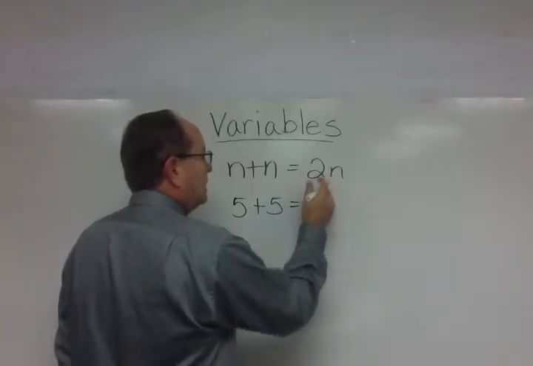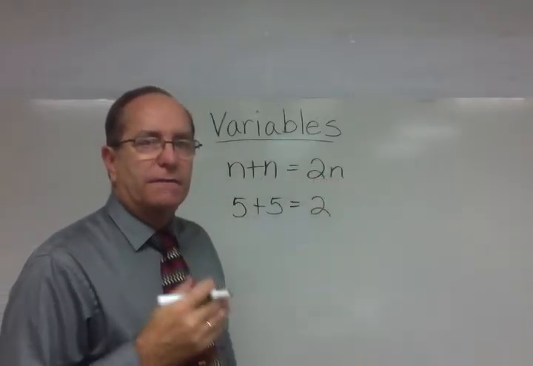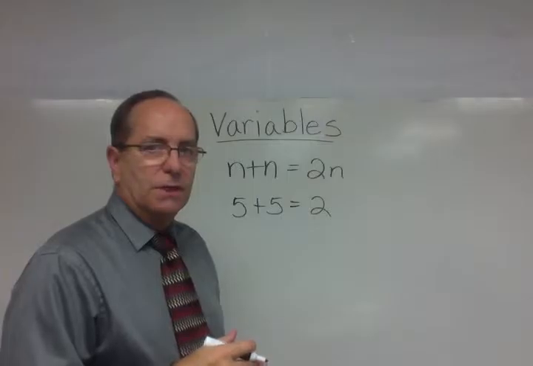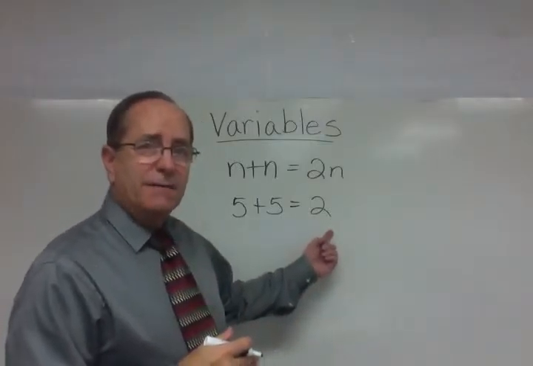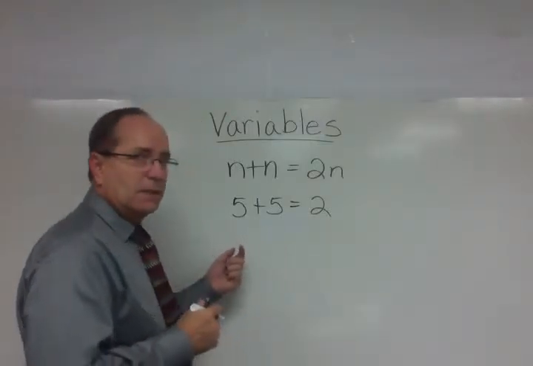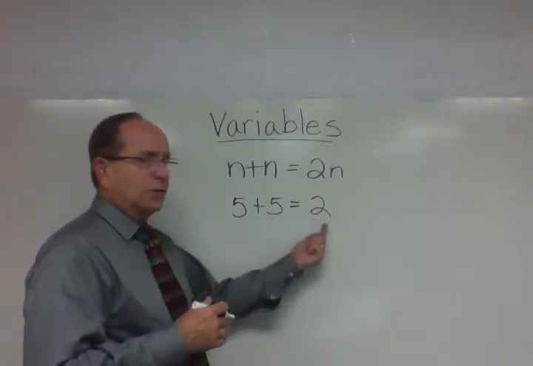And then what do we do here? Does that mean I just put a 5 in place of the n, or the variable, and so that's going to be 25? Well, would that make sense? 5 plus 5 equals 25?